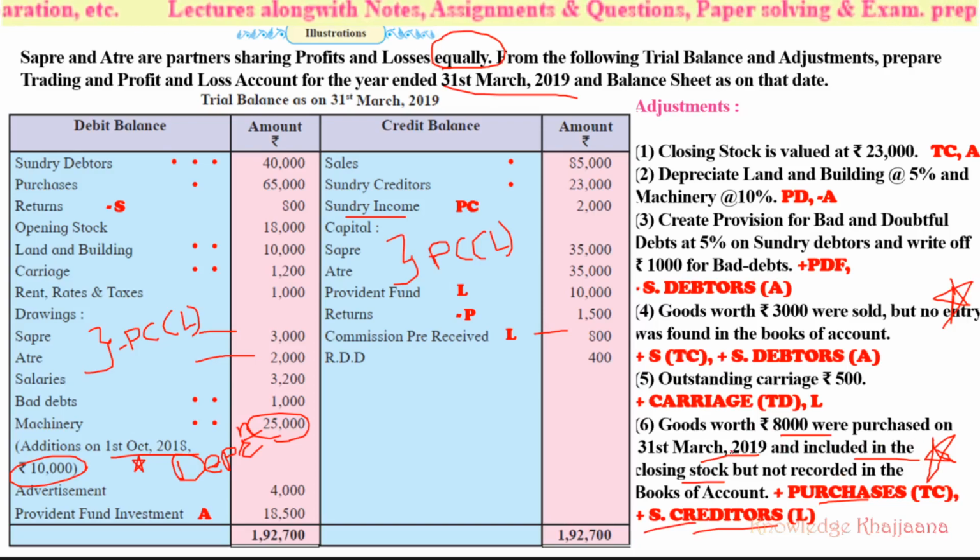So in this case the goods were purchased and recorded in the closing stock but not in the purchases. Then what we have to do is add to the purchases on the trading account debit side, and add sundry creditors on the liability side. So we have made one mark against purchases and one mark against sundry creditors. This was the marking regarding the posting and adjustments.